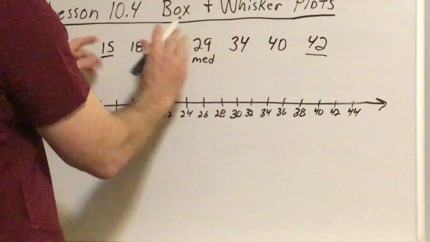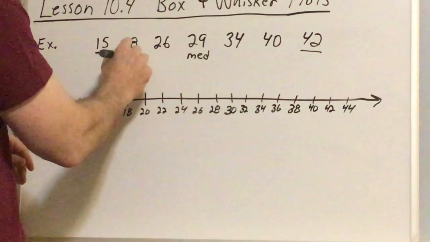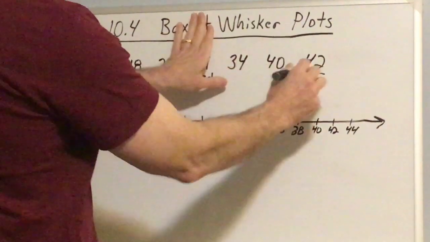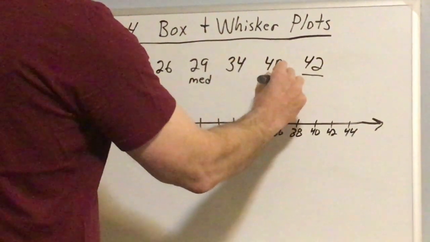So those makes the medians easy to find. The median of the lower half, which is quartile 1, would be that, and the median of the upper half, which is quartile 3, would be that.